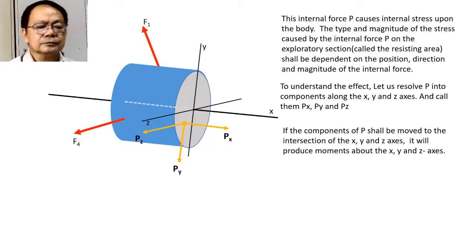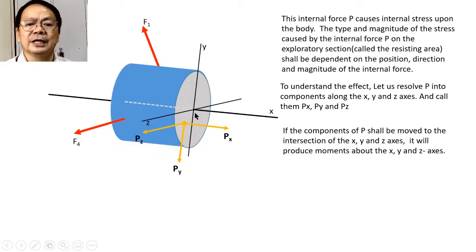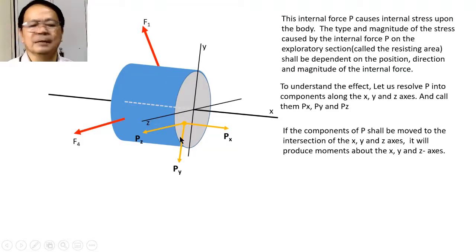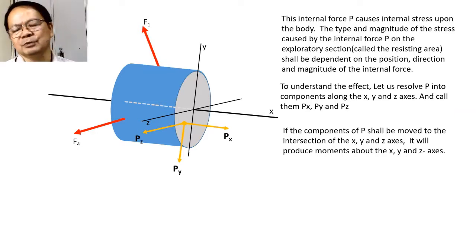Now, if the components of this P shall be moved to the center, or the intersection of the x, y, z, then it will be producing moments about the x, about the y, and about the z. As we have learned in our statics of rigid bodies, if a force is moved from one position to another, it will be producing a moment.